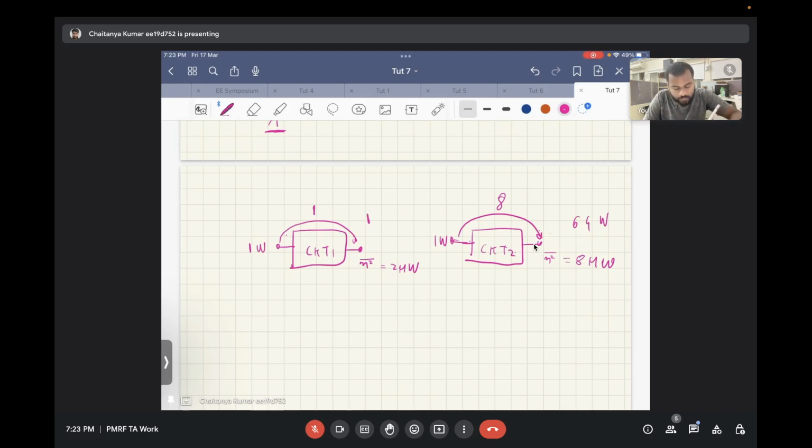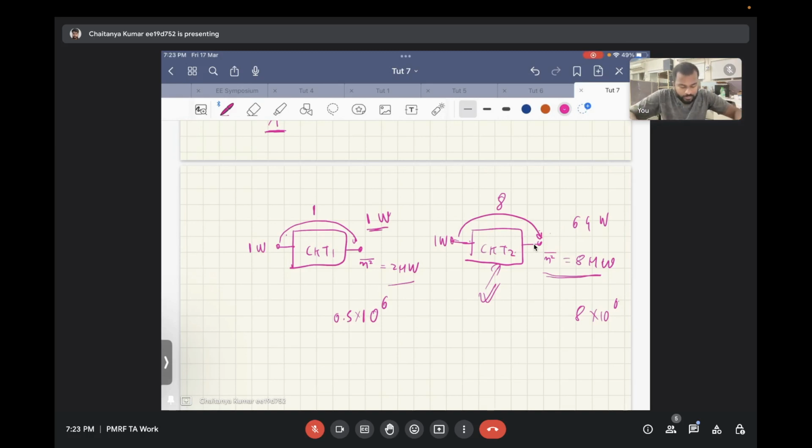But the signal power at the output of circuit 1 will be only 1 watt. Now, if you take the ratio of the signal power by the noise power, in circuit 1, it will be 0.5 into 10 to the power 6, while in circuit 2, it will be 8 into 10 to the power 6. So you see that circuit 2 is actually better, even though the absolute output noise power for circuit 2 is higher, since the gain from input to output is better.